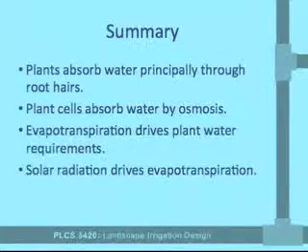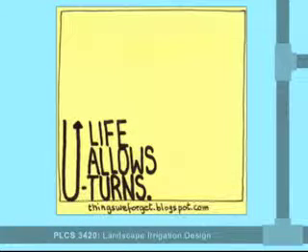So in summary, we know that plants absorb water principally through root hairs. Plant cells absorb water by osmosis. Evapotranspiration, or ET, drives plant water requirements, and solar radiation drives ET. So I'll leave you with a little bit of food for thought, and we will move on.